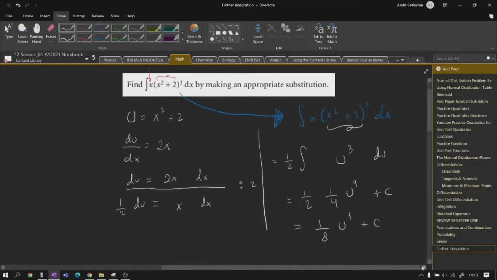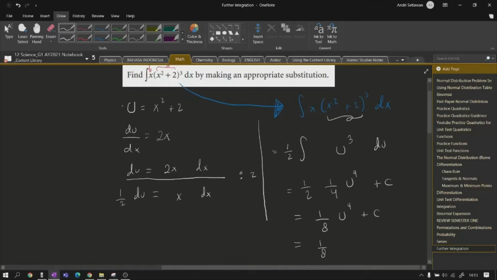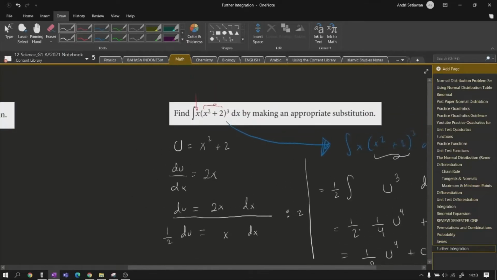Maybe this is the final answer, but you have to convert u back to the original form. So 1 over 8, with u substituted by x squared plus 2, power 4, plus c. This is the final answer for this question.